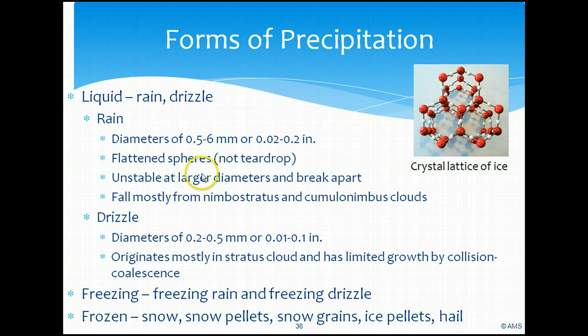It's important for us to understand the different forms of precipitation within the atmosphere. Rain consists of liquid water drops that fall mostly from nimbostratus or cumulonimbus clouds. This slide gives you some of the characteristics associated with rain and forms of rain that we are familiar with.